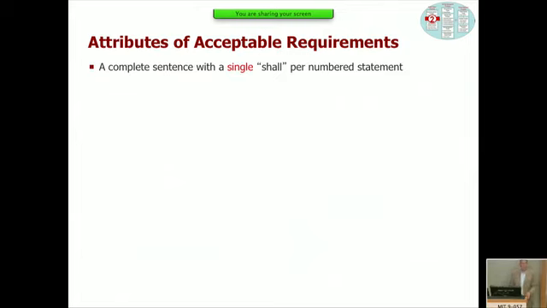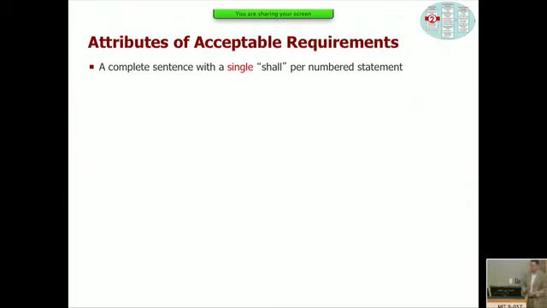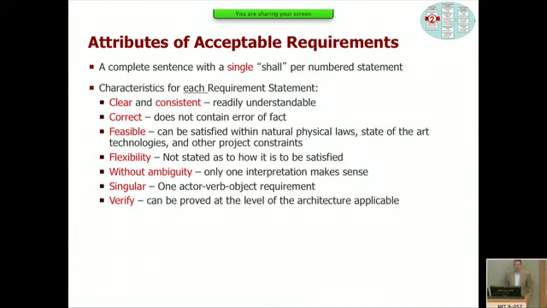So let's talk about what makes good or acceptable requirements. And there's a distinction here between a single requirement statement and then sets of requirements. So first of all, requirements should be written in natural language. They should be complete sentences. And each of the requirement statements should be clear and consistent, meaning that it's not a novel or a poem, but it's clear, understandable, well written, correct, there's no errors in it, it's feasible.